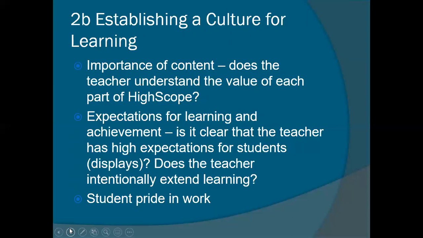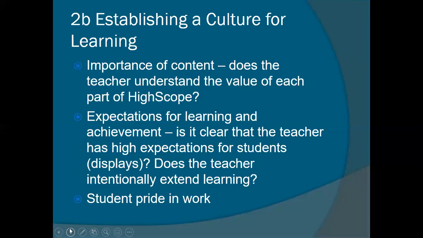So in a classroom, if a teacher is, say, skipping recall, then it's evident that the teacher doesn't understand the importance of recall. Okay, so when we look at this item, we're really looking at the understanding that each part of our day has a very important role in student learning.